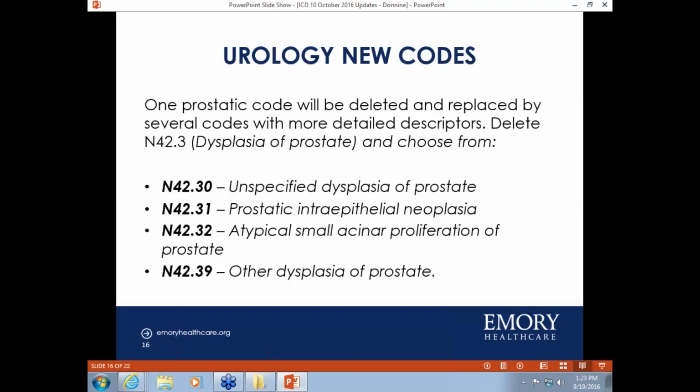And then these are new codes. One prostatic code will be deleted and replaced by these codes. It was dysplasia of the prostate. Now it's going to say unspecified dysplasia of the prostate, which we know we want to stay away from if at all possible. Then we have prostatic intraepithelial neoplasia, atypical small acinar proliferation of the prostate, and other dysplasia of the prostate. So those codes are all replaced at N42.3, dysplasia of the prostate. So that's expanded quite a bit.